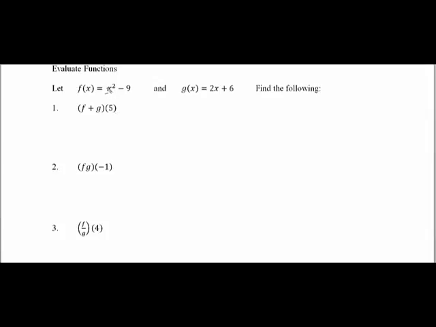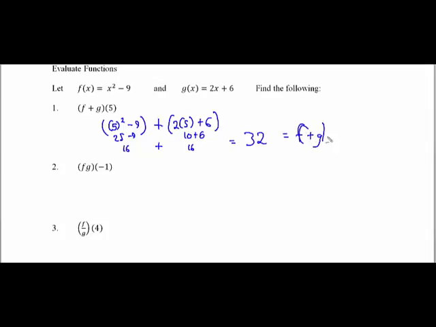So I'm just going to take f, which is my x squared minus 9, and I'm going to go 5 squared minus 9. I said plus, I meant minus. And then I'm going to add to that my g of x, or g of 5. So this is going to be 2 times 5 plus 6. And wow, these go pretty quickly, because I'm going to have 25 minus 9, which is 16, plus 10 plus 6, which is 16. And that gives me an answer of 32. And that right there is my f plus g of 5. I'm just adding the two functions, but instead of x, I'm using 5.